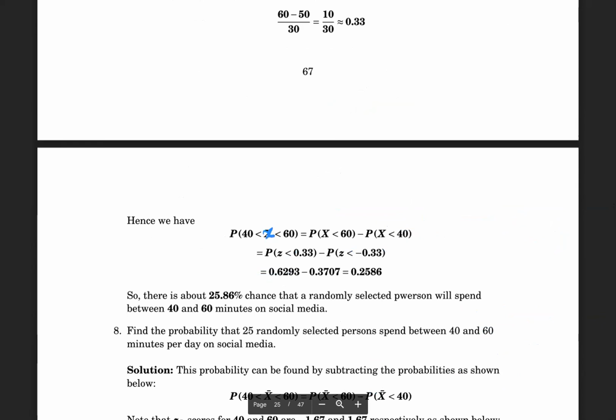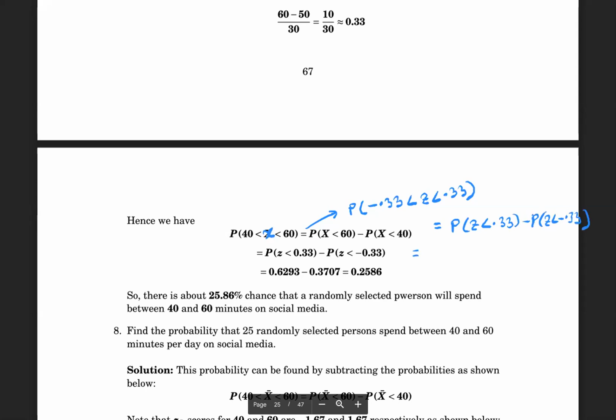Probability of 40 less than x less than 60, I could add one line here. Is this the same as probability of negative 0.33 less than z less than 0.33? Excuse me 1 second. Now, which is the same as saying probability of z less than 0.33 minus the probability of z less than negative 0.33.